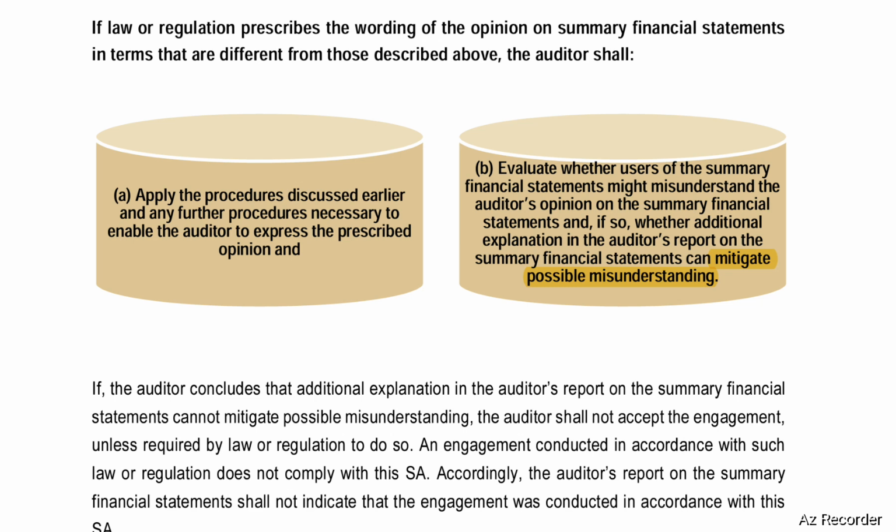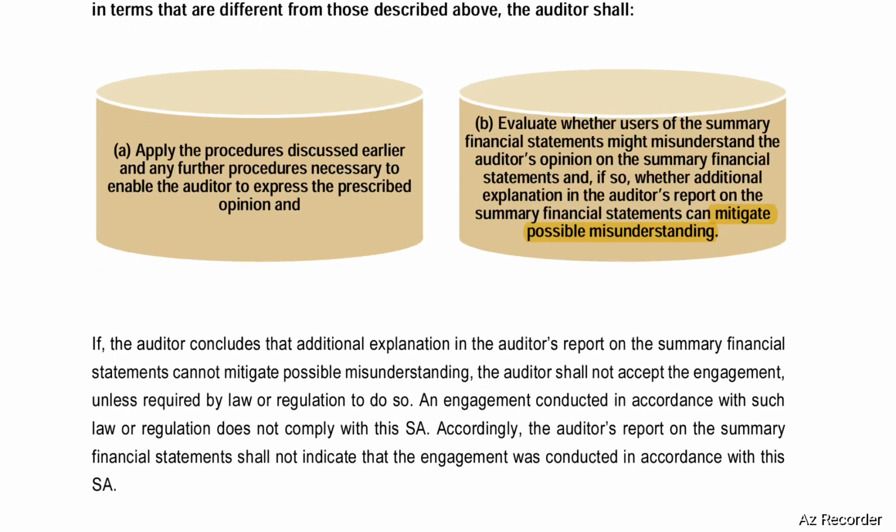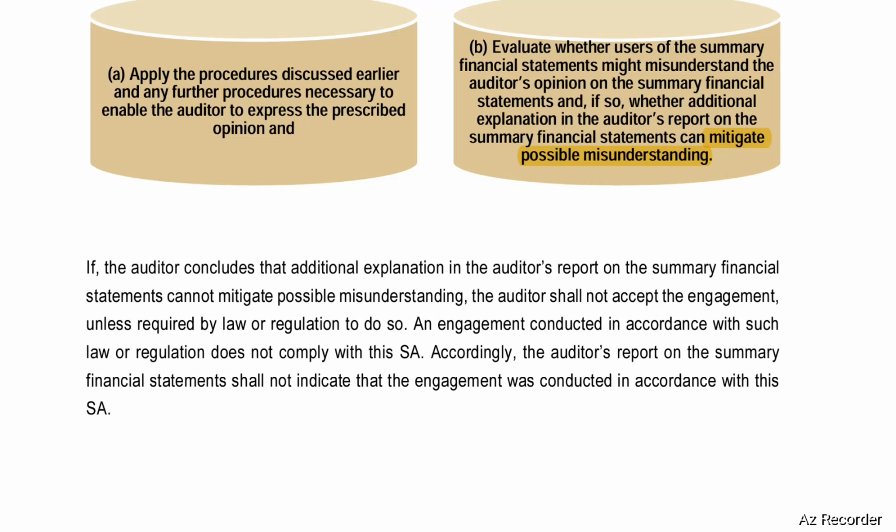If law or regulation prescribes the wording of the opinion on summary financial statements in terms that are different from those described above, the auditor shall apply the procedures discussed earlier and any further procedures necessary to enable the auditor to express the prescribed opinion, and evaluate whether users of the summary financial statements might misunderstand the auditor's opinion on the summary financial statements, and if so, whether additional explanation in the auditor's report on the summary financial statements can mitigate possible misunderstanding.